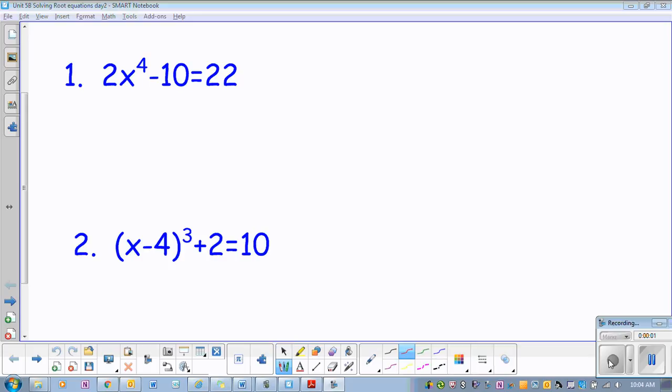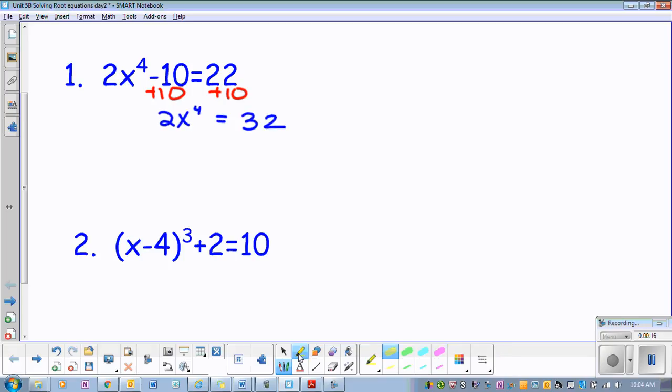of the warm-up together. Number 1. What is the first thing you guys did? Good. Add 10 on both sides. So then you have 2x to the 4th equals 32. Remember, the whole point right now is you're trying to get x to the 4th all by itself.